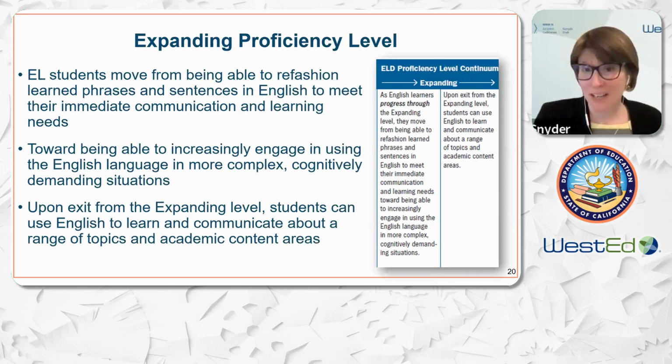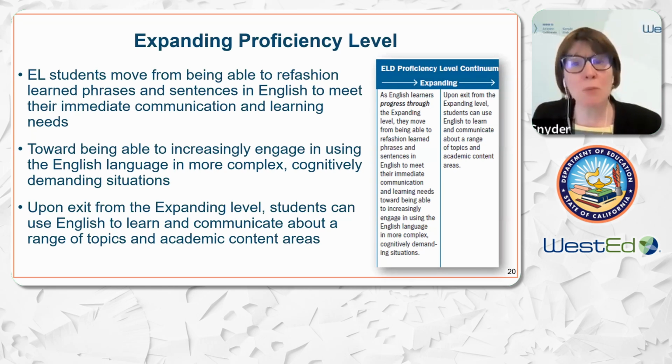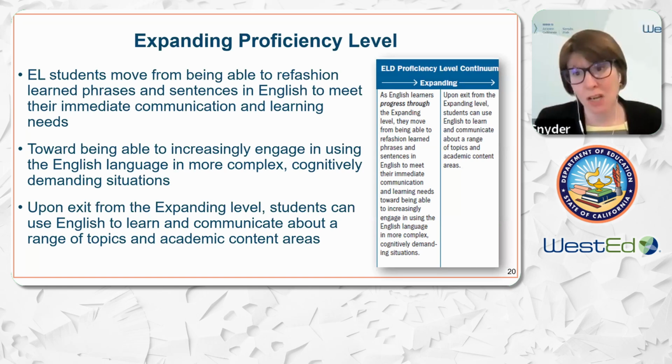At the expanding level, students are challenged to increase their English skills in more contexts and learn a greater variety of vocabulary and linguistic structures, applying their growing language skills in more sophisticated ways that are appropriate to their age and grade level. And again, as EL students progress through the expanding level, they move from being able to refashion learned phrases and sentences in English to meet their immediate communication and learning needs toward being able to increasingly engage in using the English language in more complex, cognitively demanding situations. Upon exit from the expanding level, students can use English to learn and communicate about a range of topics and academic content areas. The image on the slide shows the expanding level descriptors from the chart.